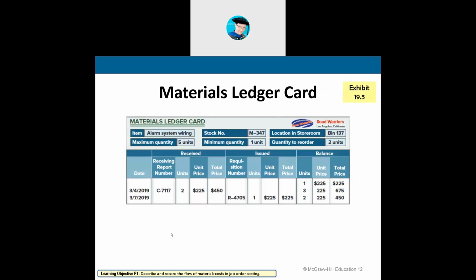So here's an example of a materials ledger card. We can see the materials that came in under the received category. These are purchases that we made from our suppliers. We received these particular units in. We issued them to work in process a few days later, certain amount. And then on the far right, we see a running balance. This is an example of a materials ledger card.